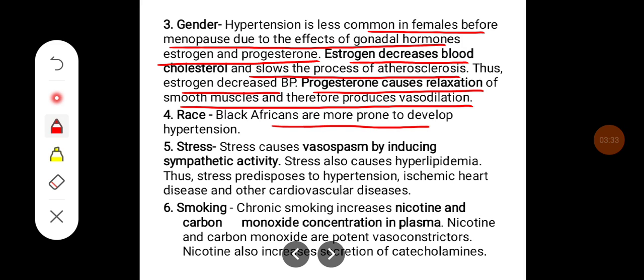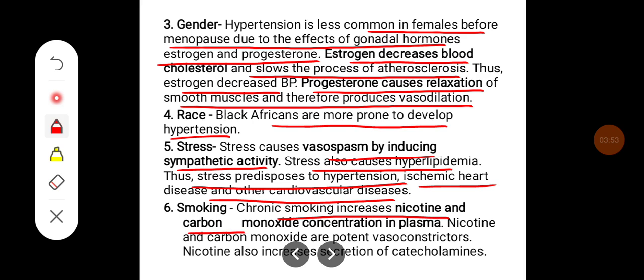Black Africans are more prone to develop hypertension. Stress causes vasospasm by inducing sympathetic activity. Stress also causes hyperlipidemia. Thus, stress disposes to hypertension, ischemic heart disease, and other cardiovascular diseases. Chronic smoking increases nicotine and carbon monoxide concentration in plasma. Nicotine and carbon monoxide are potent vasoconstrictors. Nicotine also increases the secretion of catecholamines.